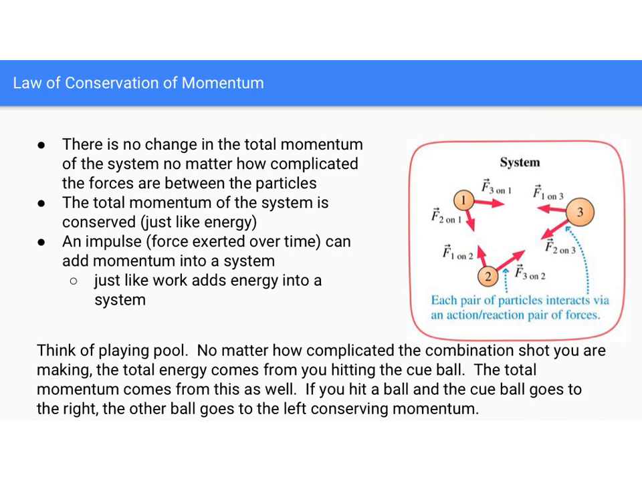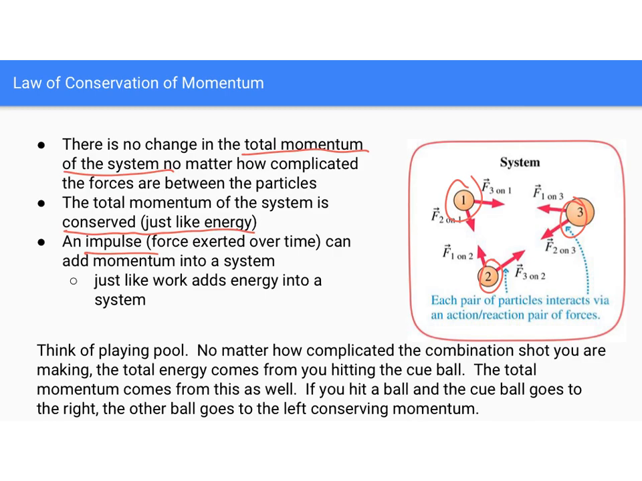So when any two objects hit each other, there's no change in the total momentum of the system, no matter how complicated the forces are. So I could have, over here, object 1, object 2, and object 3 all colliding at each other at the same time, but there's no change in the total momentum of the system. It's conserved, just like we talked about with energy. The only thing that changes it is if we have an impulse or a force exerted to add momentum to or remove momentum from the system.